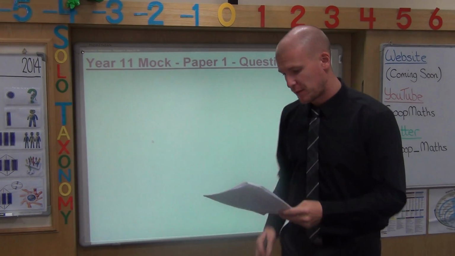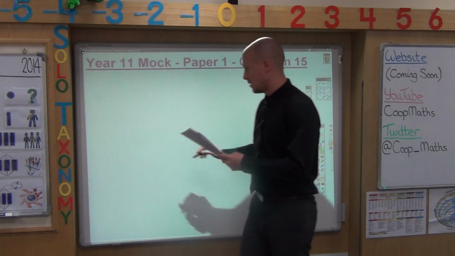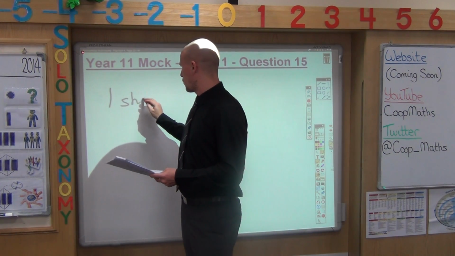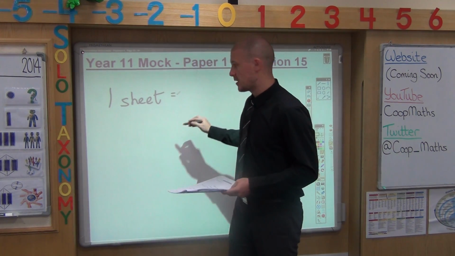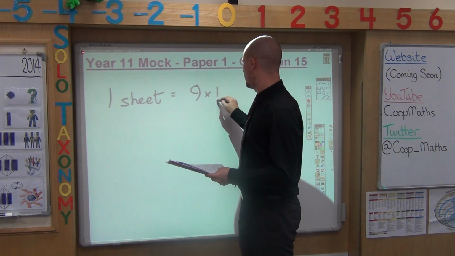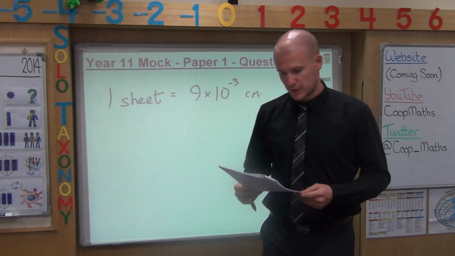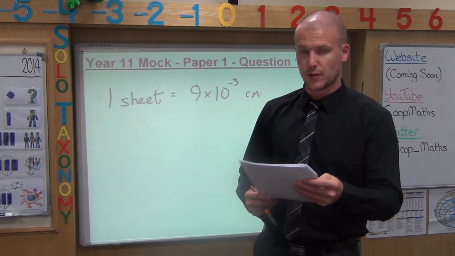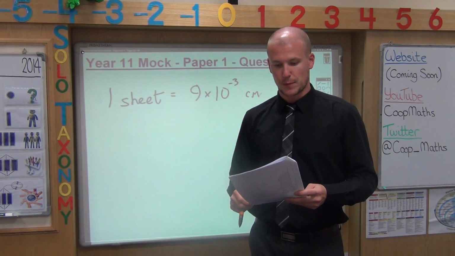Paper 1, question 15. One sheet of paper equals 9 times 10 to the minus 3 centimeters. Mark wants to put 500 sheets of paper into the paper tray of his printer. The paper tray is 4 centimeters deep. Is the paper tray deep enough?